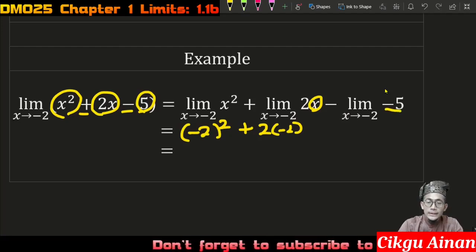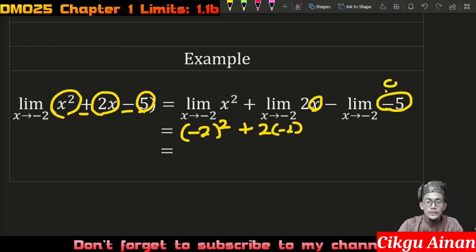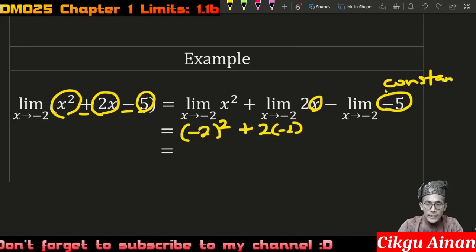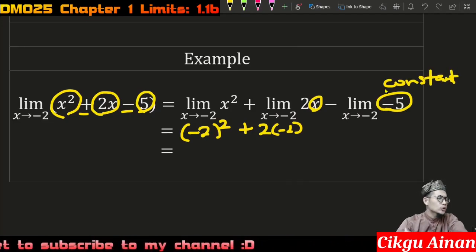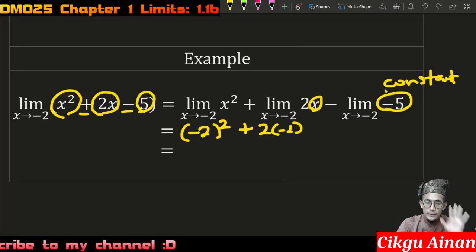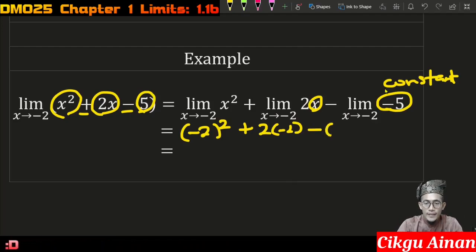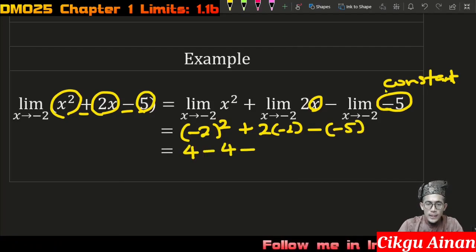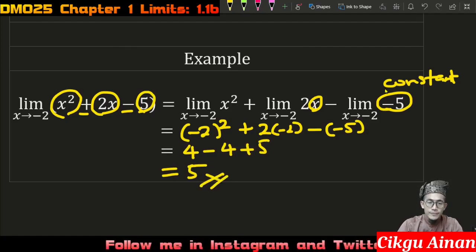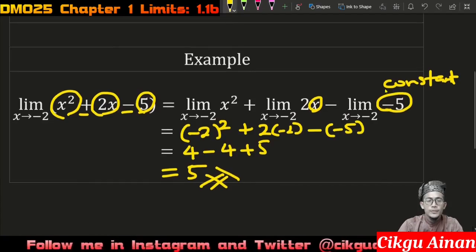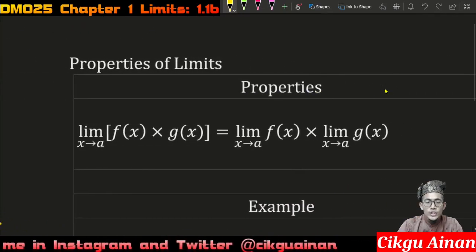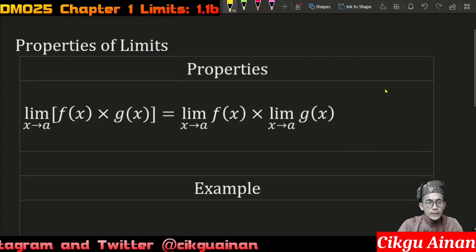And the last one is a constant. If it is a constant, it doesn't matter what value x approaches, the limit is still the constant itself. So minus 5. So this one is what? 4 minus 4 plus 5. Therefore, the limit is 5. Okay, now let's continue with the next property.